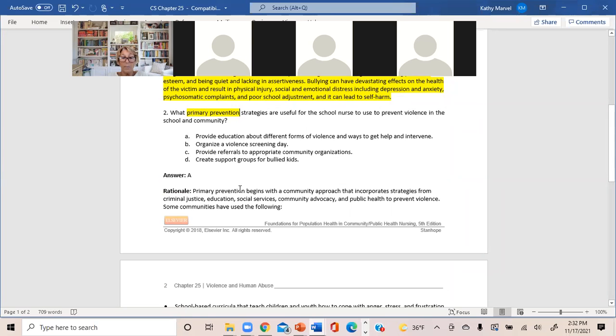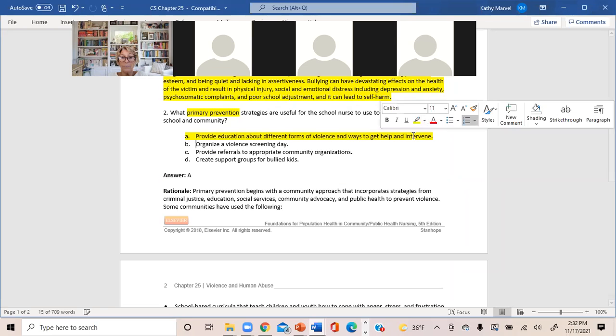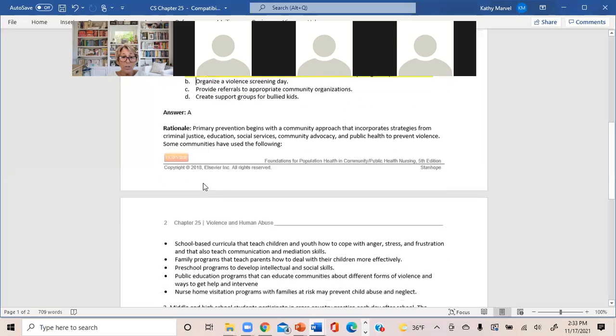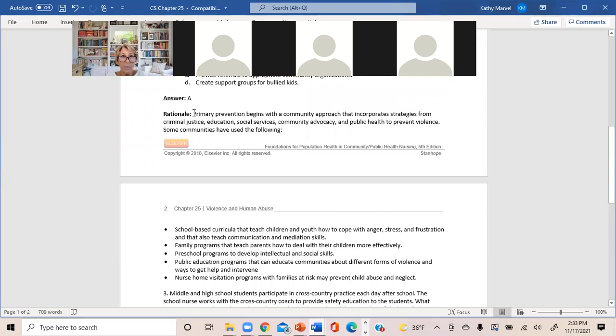Okay, primary. So what's the answer? A. Right? What's B? B is screening day, secondary. Right. What's C? Is that tertiary? C would be secondary, right? Because you're identifying and providing referrals to appropriate community organizations. So you've identified potential kids at risk, and you're going to give them referrals before it actually happens. And then what's D? That's tertiary. Why? Oh, because they're already being bullied. Exactly. Bingo. Excellent.